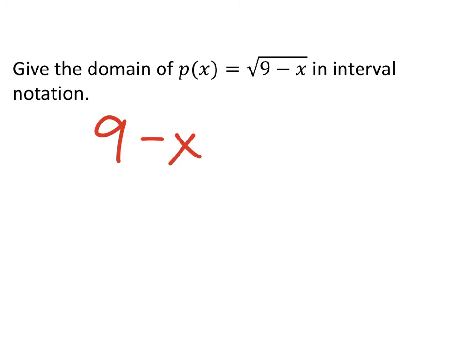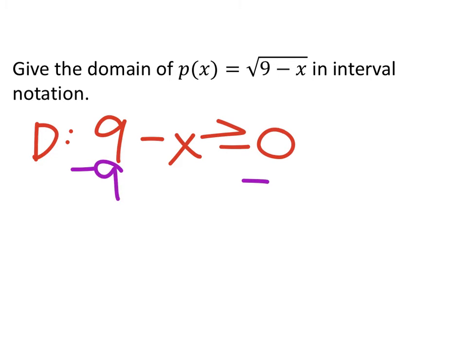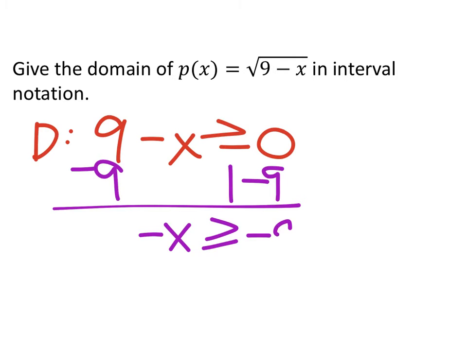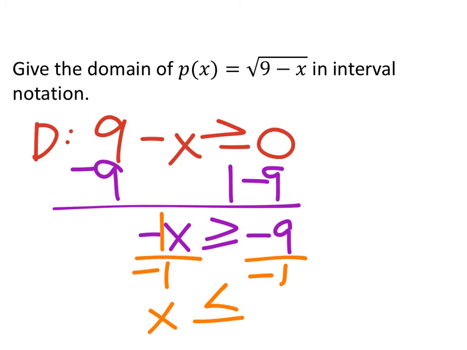You're going to say the domain is whatever I solve from this as long as it's greater than or equal to 0. Always greater than or equal to 0 with square roots like this. To solve it, I'm going to subtract 9 from both sides. Now I get -x is greater than or equal to -9. And yes, some of you see we're going to divide both sides by that negative 1, which does flip the inequality. So as long as x is less than or equal to 9, it would give us a value.